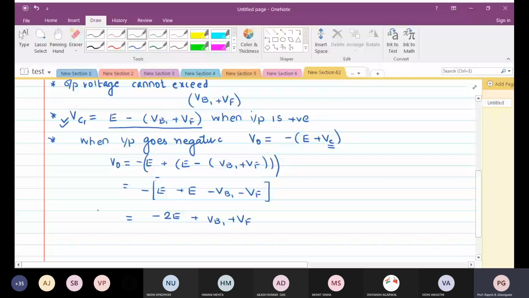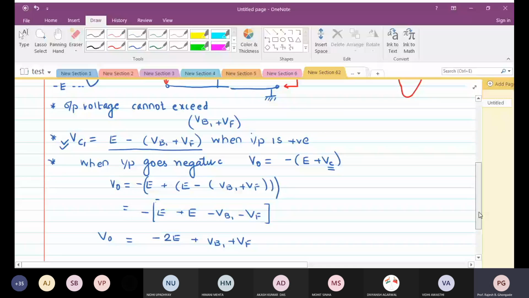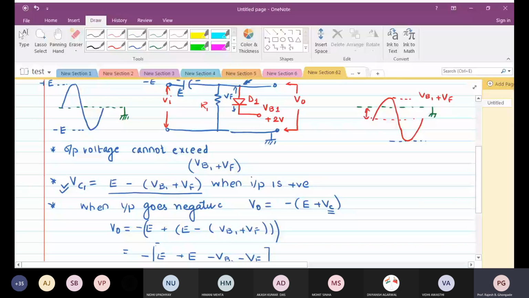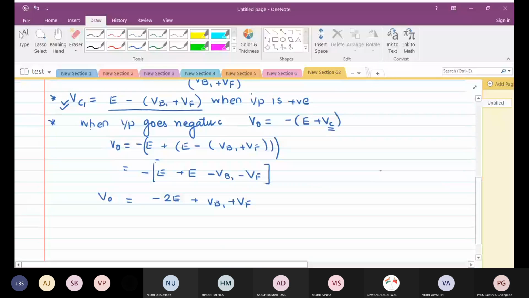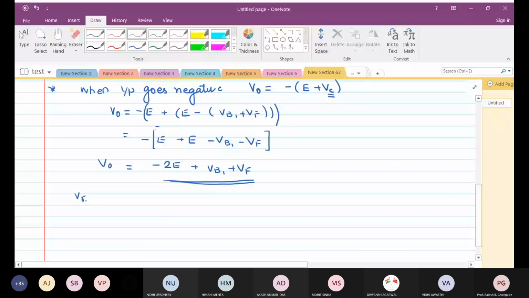So what you'll have here, this value is 2 times E, of course negative, plus VB1 plus VF. This is the peak value when the input is negative. So this is your output actually. But is it changing the peak to peak voltage? Let us find out. So output peak to peak, this is VO PP, that is the peak to peak value.